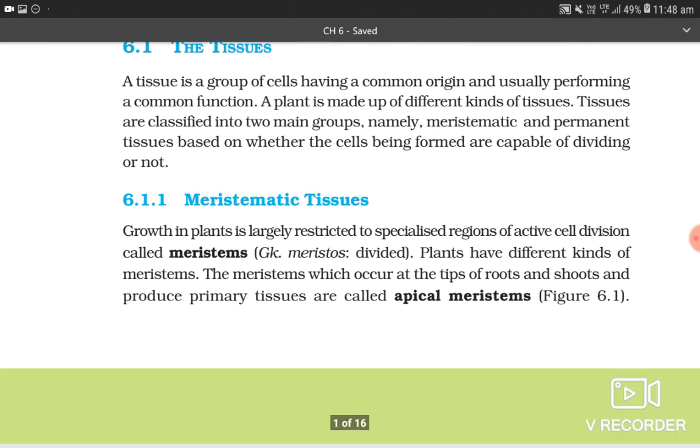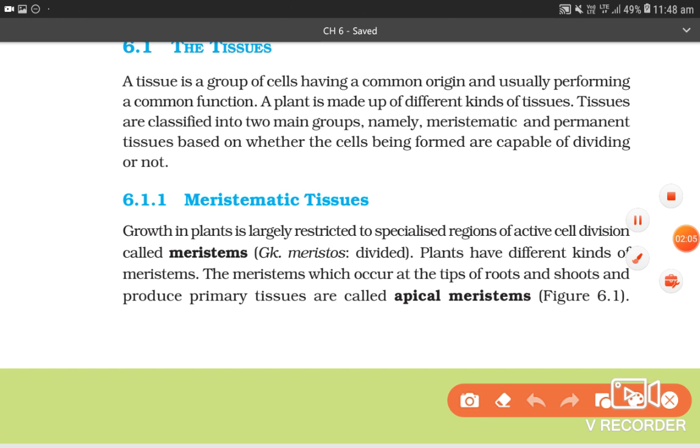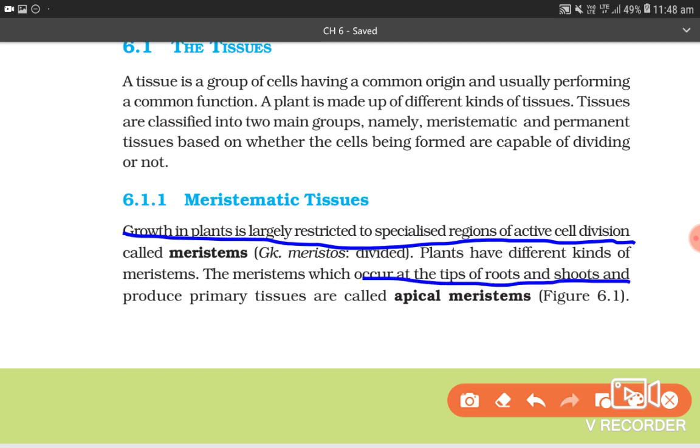6.1.1 Meristematic tissue. Growth in plants is largely restricted to specialized regions of active cell division called meristems. Greek meristos, divided. Plants have different kinds of meristem. The meristem which occur at the tips of root and shoots and produce primary tissues are called apical meristem.